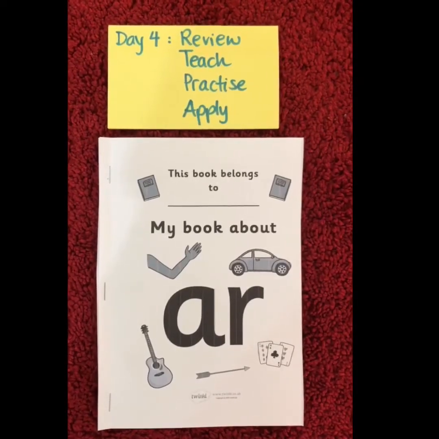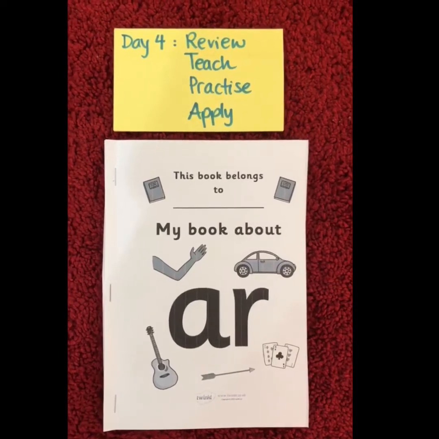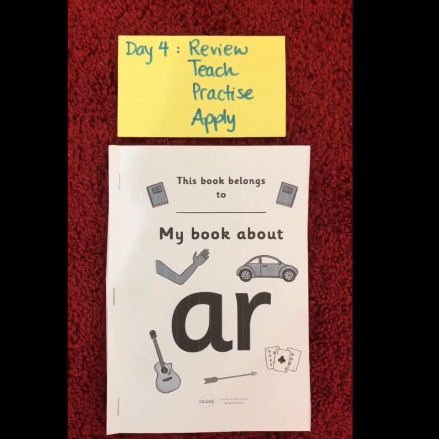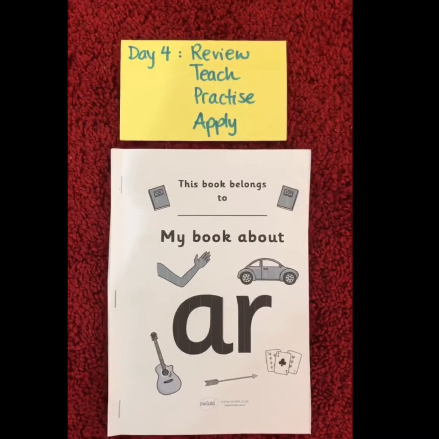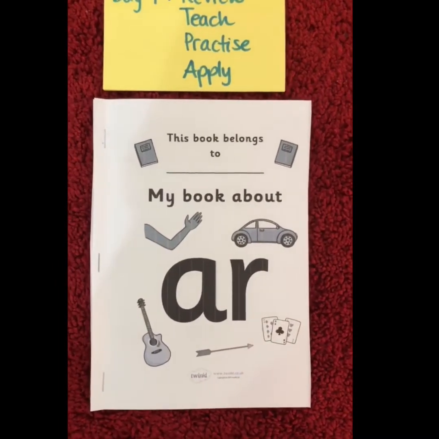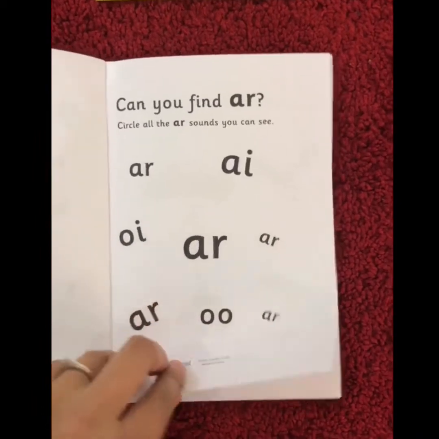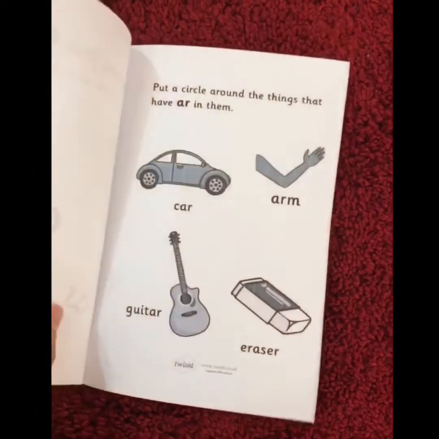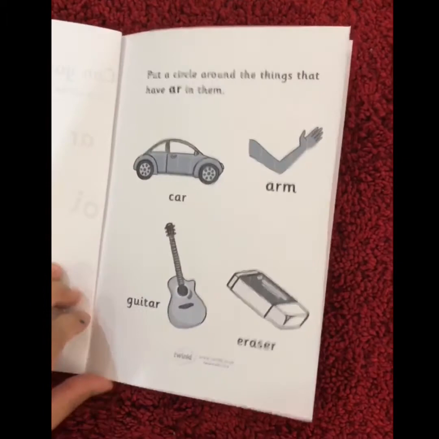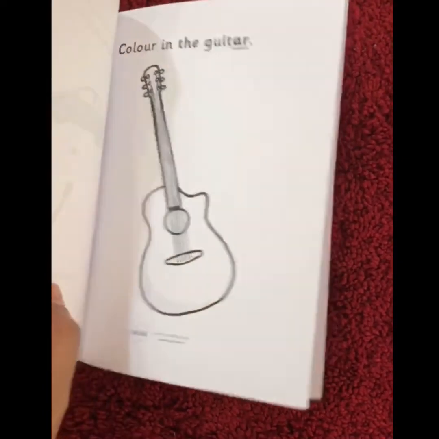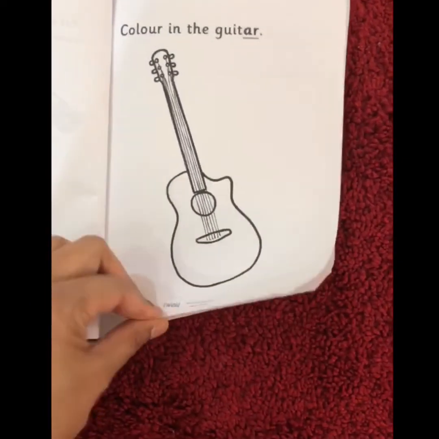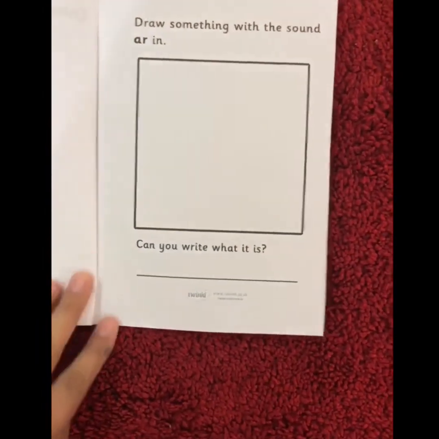So on day 4, we pretty much use the same method as the previous days: review, teach, practice and apply. And the children actually go through these little booklets that we print from Twinkl. So it works for our age group quite well, actually. This is a nice one. Put a circle around the things that have R in them, and a little bit of colouring, followed by drawing something with the sound R, and writing what it is.